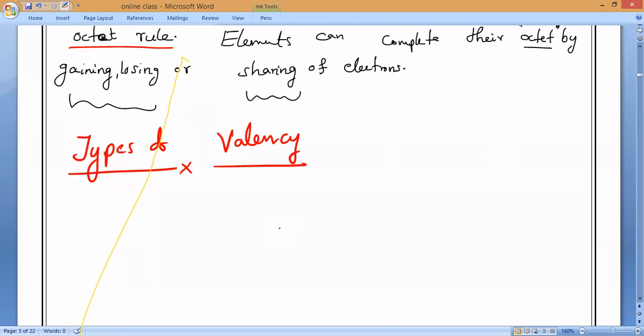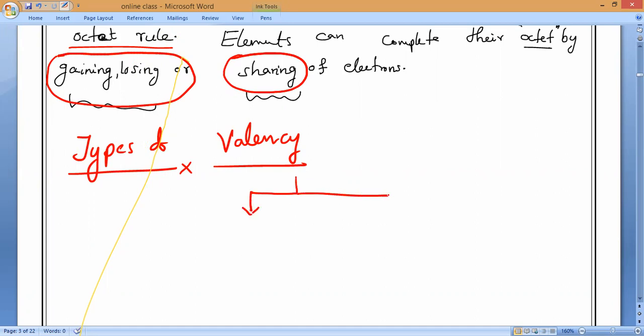So what are we going to see now? Types of valency. This valency is based upon gaining or losing, and the second one is by sharing of electrons. So valency is of two types: one based upon loss or gain, and the second one sharing. Loss or gain we call electrovalency, and sharing of electrons we call covalency. Have you heard these words before?